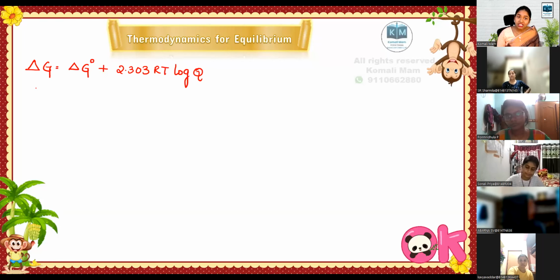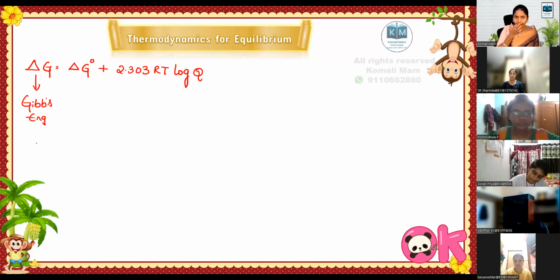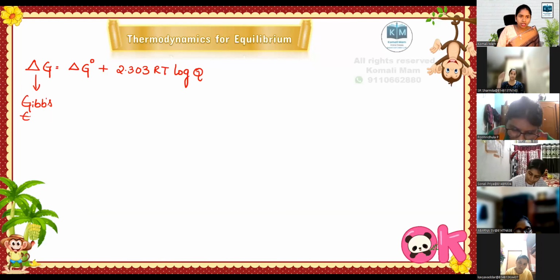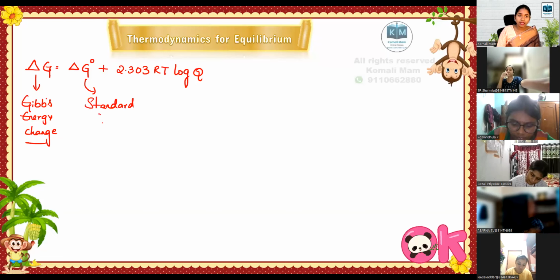Here, what is delta G? Delta G is Gibbs energy change, or change in Gibbs energy. This is the standard Gibbs energy change.